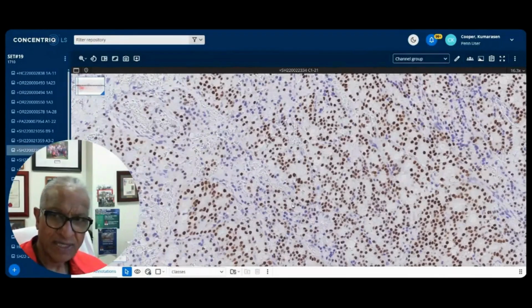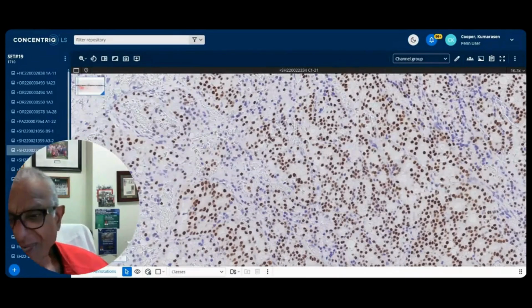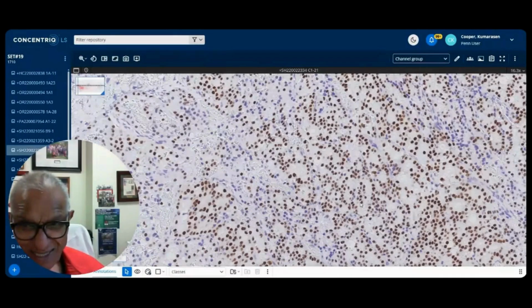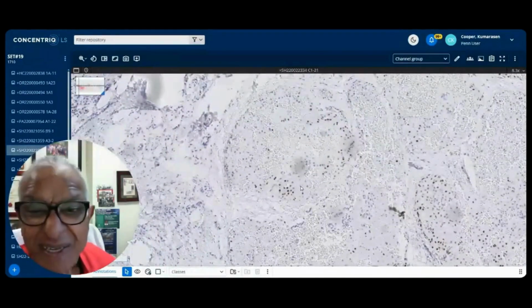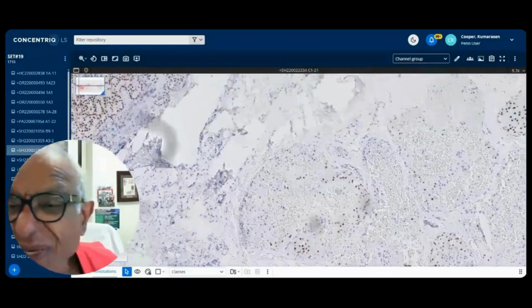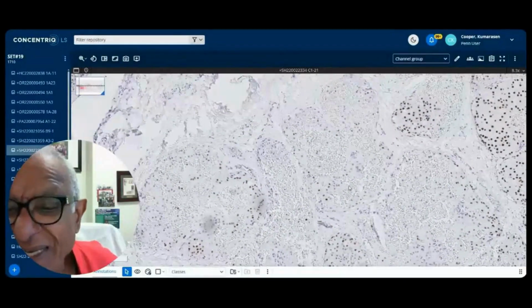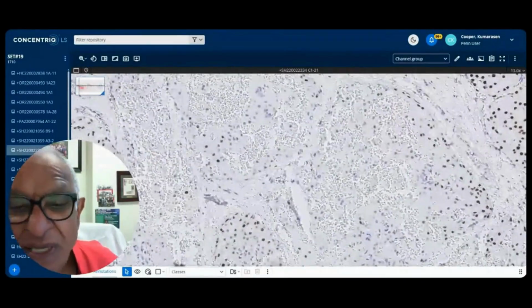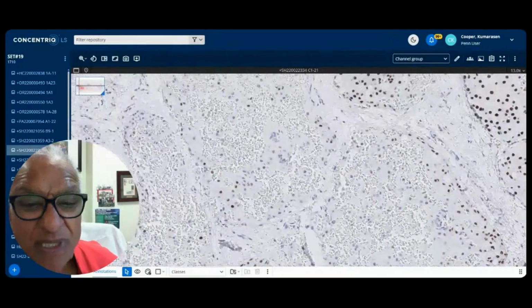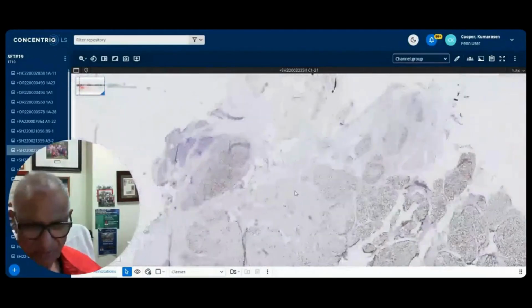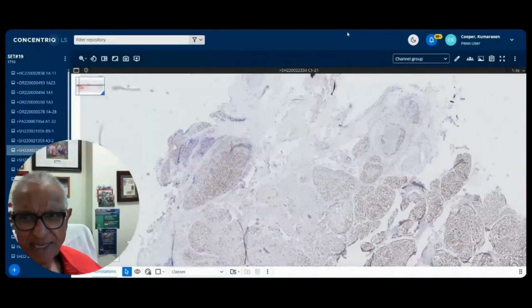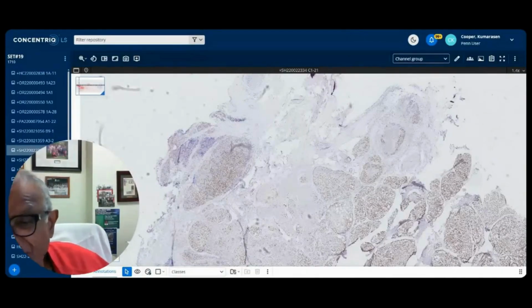So NOR1 is unique to acinic cell carcinoma of the parotid gland, and here is just this beautiful stain that I'm sharing with you. Just looking at some of these islands here, which have some normal acini that are negative. So, nice example of acinic cell carcinoma.